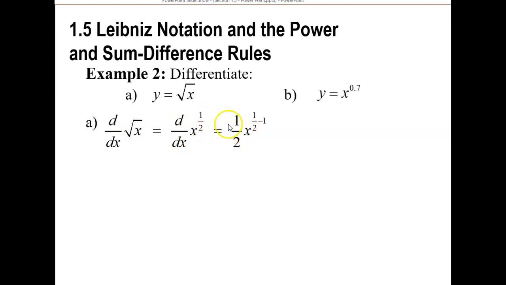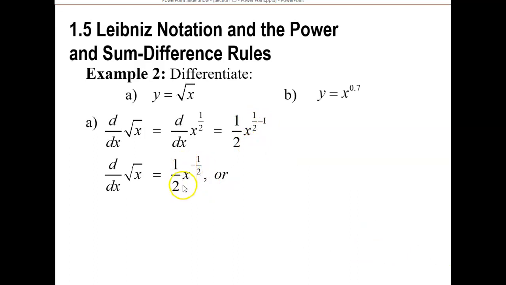Then to take the derivative, we use our power rule. The 1/2 is the exponent. It comes down in front as the coefficient. Our new power is going to be 1/2 minus 1. It's going to be 1 less. So 1/2 subtract 1 is negative a half.